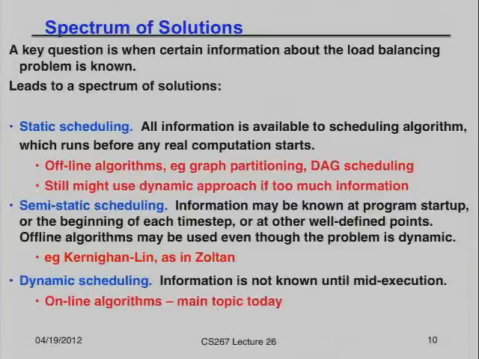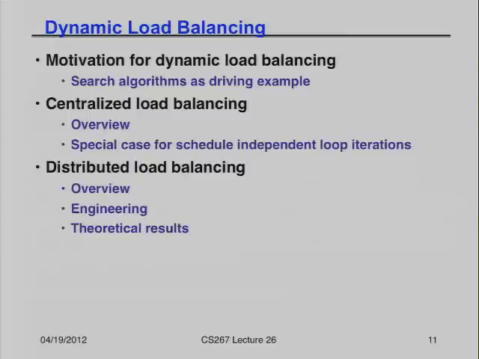Okay. So now to dynamic. I'm going to talk about search as an example first, searching a tree of different possibilities, to make it clear why things can be dynamic. And then I'll talk about two different approaches that people have used for this. One which is centralized, which is maybe the best solution for a shared memory processor. We can collect all the information in one place and decide what to do. Versus distributed load balancing, where it's all across a machine and you can't afford to bring all the information into one place to make the decision.